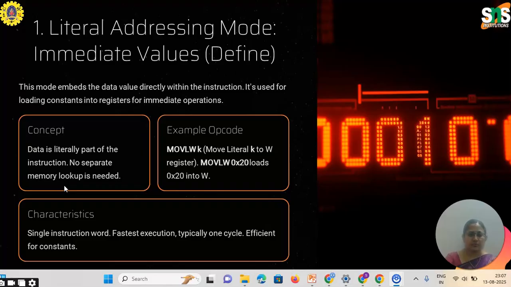Example opcode: MOVLW K. This moves the literal value K to the work register. For example, if we load 0x20, then 20H is loaded in the work register. The main characteristics of the literal addressing mode are that it is a single instruction mode, it gives the fastest execution, executing in only one cycle, and it is efficient for constant value loading.